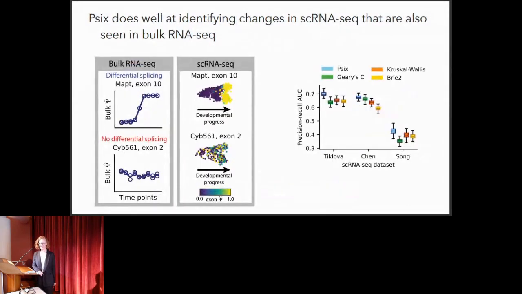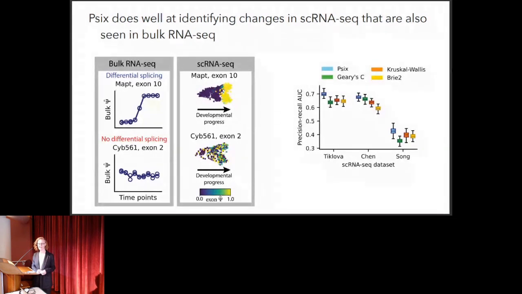So then, having simulated all that, we wanted to move on to identify changes in real data. And to do that, it's hard to have ground truth. And so we started with bulk RNA-seq data sets that matched published single-cell RNA-seq data sets. And we lined them up and looked for splicing that changed. In this case, this exon clearly changes across a trajectory in bulk RNA-seq, and it also clearly changes in single-cell RNA-seq data. So that would be a positive.